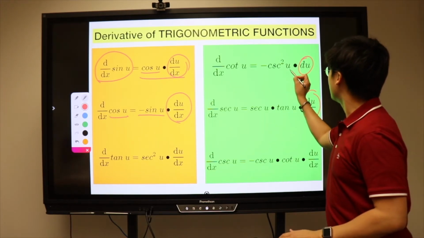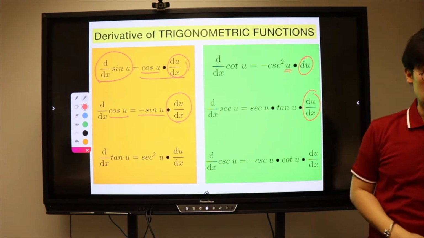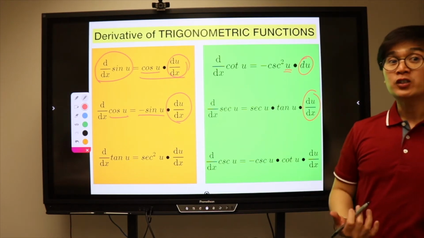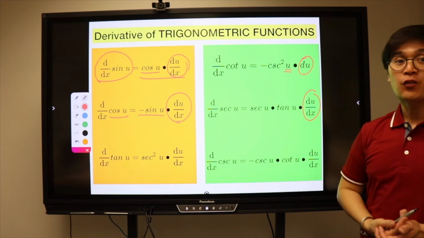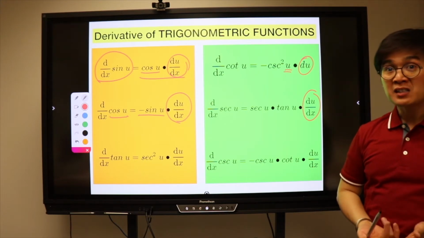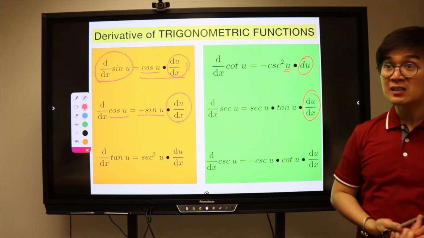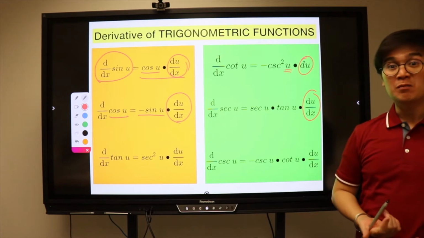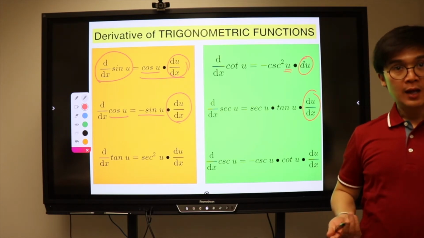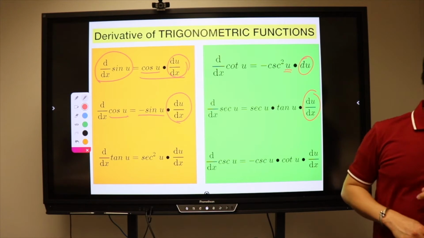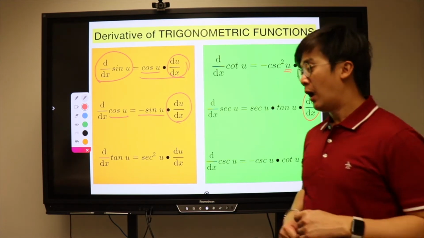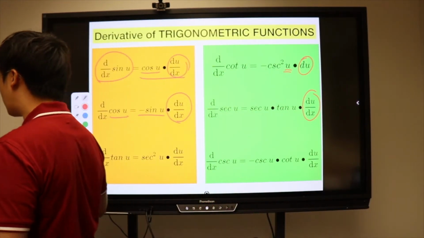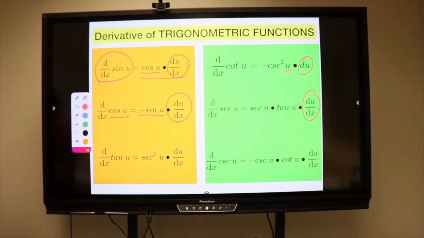You're finding the derivative of that function u. And that function u can be of any form. It could be a 2x, it could be an e to the 2x, it could be an x, or it can be an x squared plus 7, depending on the u function. So always remember that you will see a u in your trig function.